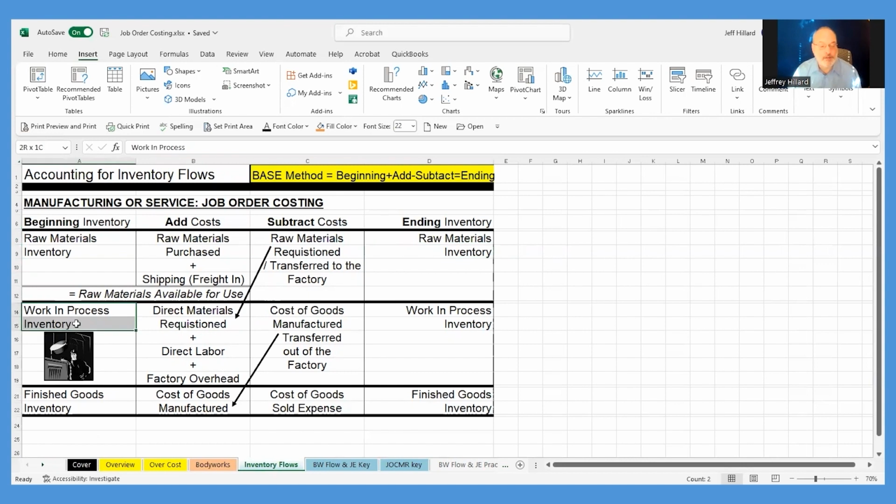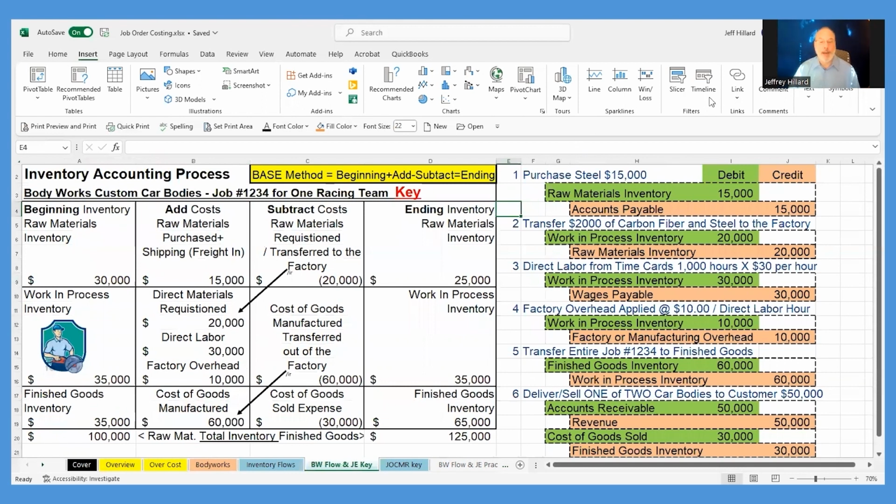Work in process inventory works the same way. We add direct materials, direct labor, factory overhead, and transfer out our cost of goods manufactured to our finished goods, which works the same way. The key thing here is that when it is sold, it changes from an inventory asset to an expense at this point in time. So let's take a look at these transactions over here on the right.